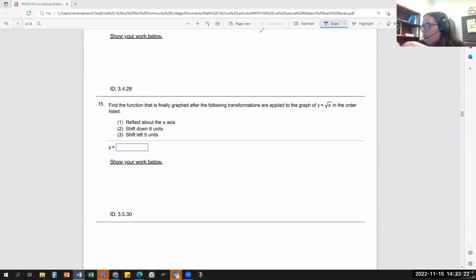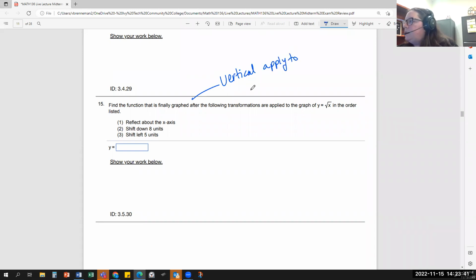Here you're writing the equation produced by doing these transformations in the order given. So what you want to watch for on this is to note that vertical transformations apply to the entire previous step. I'll look at another version of this also where that would matter.